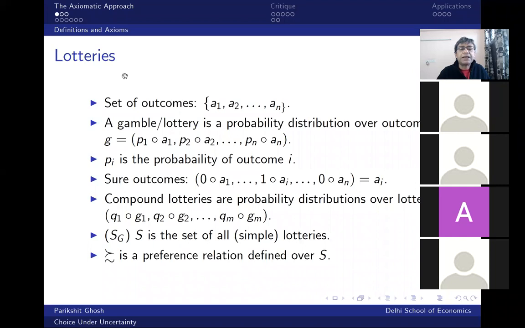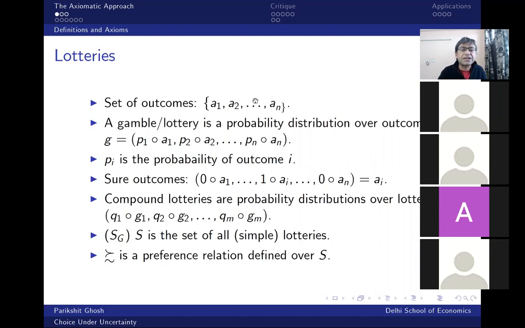Okay, let's develop the formal analysis. So there's a set of outcomes. We'll take it to be a finite set, right? But in many applications, we'll take this set of outcomes to be a continuum. Now, these outcomes can be anything. In many applications, like buying of insurance or investing, etc., these will be monetary values.